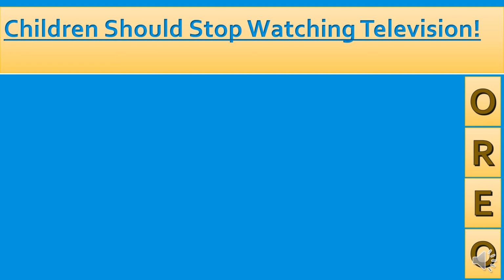I know you are a little bit confused. I want you now to see and focus with the whole sample of our persuasive paragraph. This is the title: Children should stop watching television. On the right side of the screen, you have the Oreo steps, O-R-E-O. Just to remember that O represents opinion, R for reason, E for example, and O for opinion. Let's start the sentences.